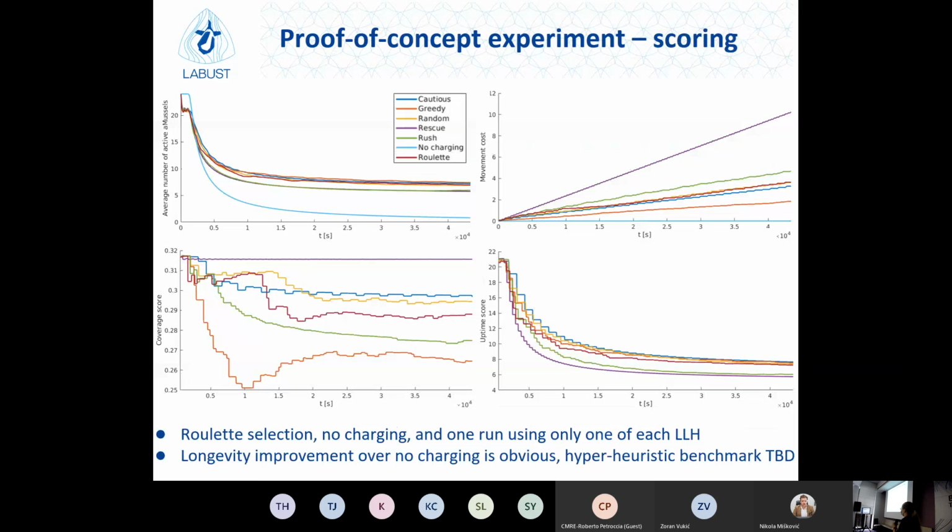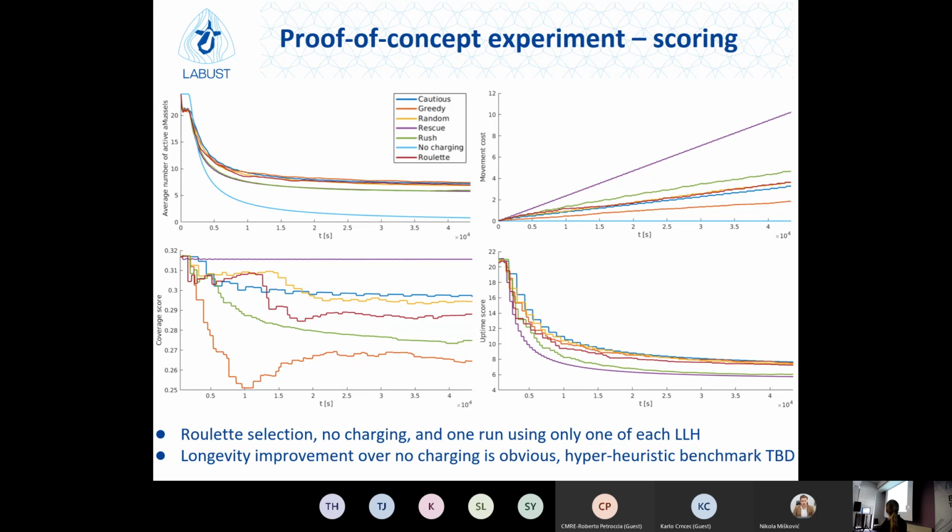Finally, it's just a brief overview of a way of observing the results of all these behaviors. We have an experiment, the one I just showed, where a roulette selection was used. We have another baseline, no charging situation, and we have one experiment run for each of the low-level heuristics where only they were applied. So the system only used greedy or the random or each of them. And we can see that these are the 4 performance indices.